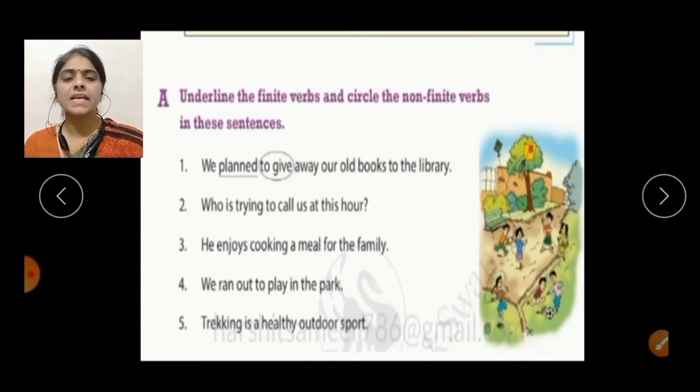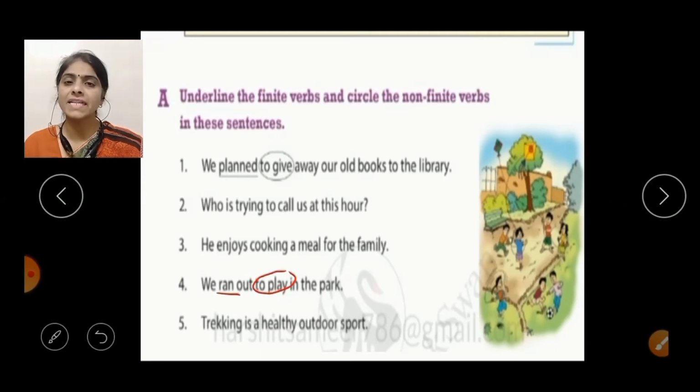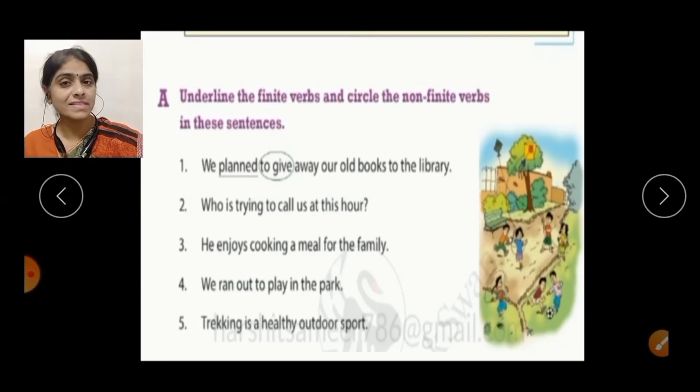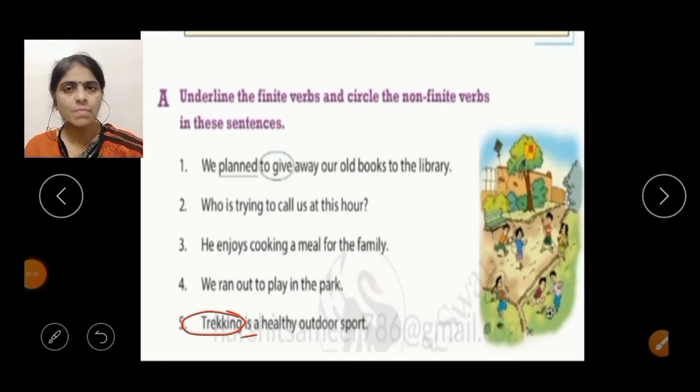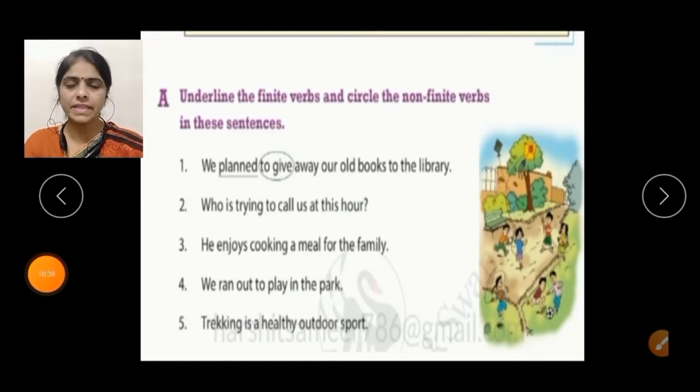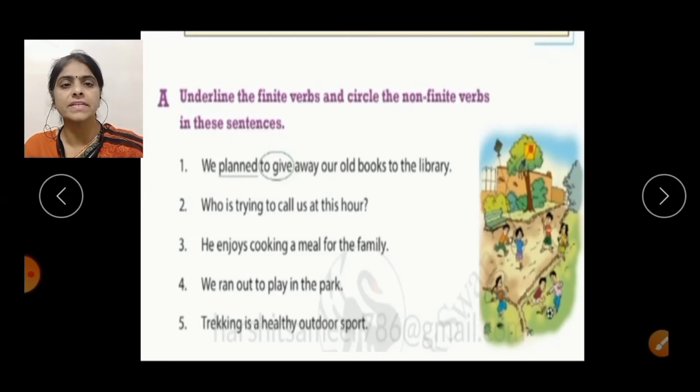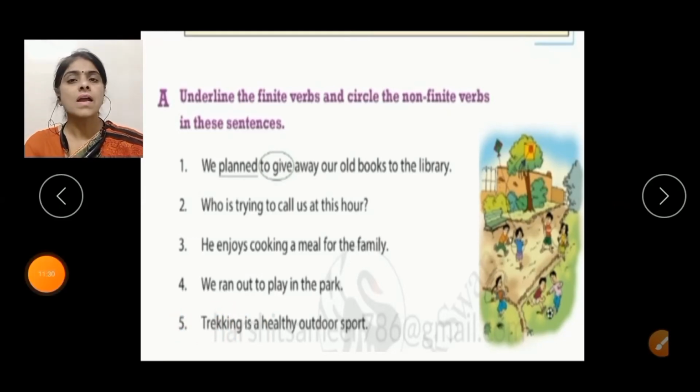Now let's have the fourth sentence. We ran out to play in the park. Here in this sentence, ran is a finite verb and to play is a non-finite verb. Now the fifth and last sentence is, trekking is a healthy outdoor sport. In this sentence, trekking is a non-finite verb and is is a finite verb. Here one thing I need to remind you, that in the first sentence to give, in the second sentence to call and in the fourth sentence to play, these are infinitives. And in the third sentence, cooking, and in the fifth sentence, trekking, these are gerunds. And in the second sentence, trying is present participle. So, infinitive, participles and gerund, these are non-finite verbs. So here this exercise is over.